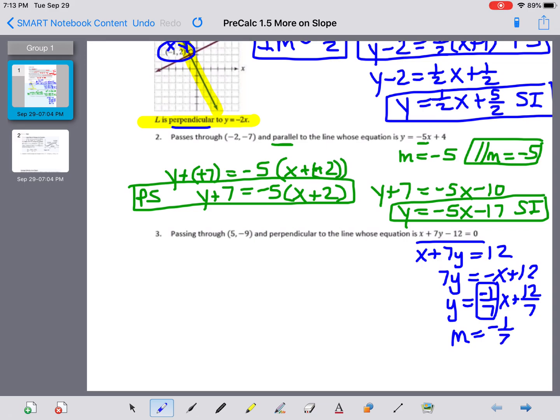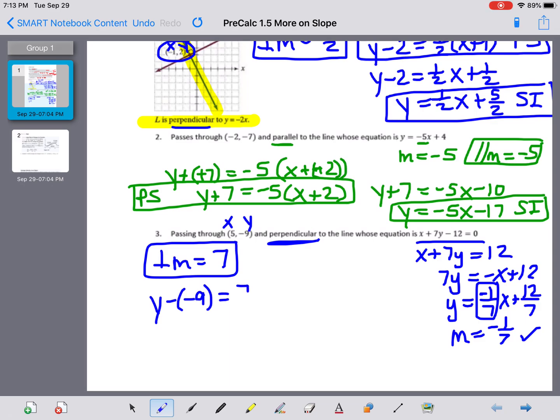That's what I want. And because I'm going to be perpendicular to it, I need to find my perpendicular slope. So I'm going to flip that and go opposite. My perpendicular slope is 7. This is what I want to use. I needed to do this work to find the other slope. Going into point slope form, because I have an x and a y, y minus my negative 9 equals my slope of 7 times x minus 5.